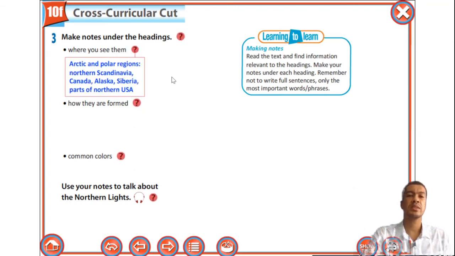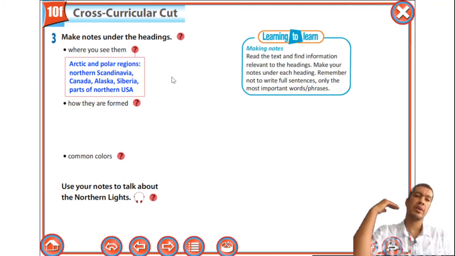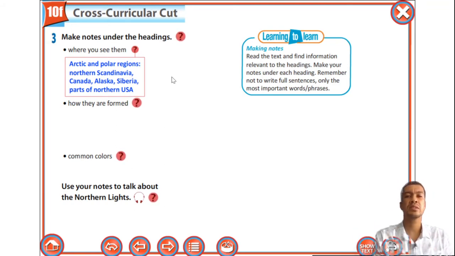So where can you witness this phenomenon? In which areas or countries? Well, it's the Arctic and polar regions, right up north where we have all of the snow and it's so cold and we can see polar bears and Eskimos. So those are northern Scandinavia, Canada, Alaska and Siberia.